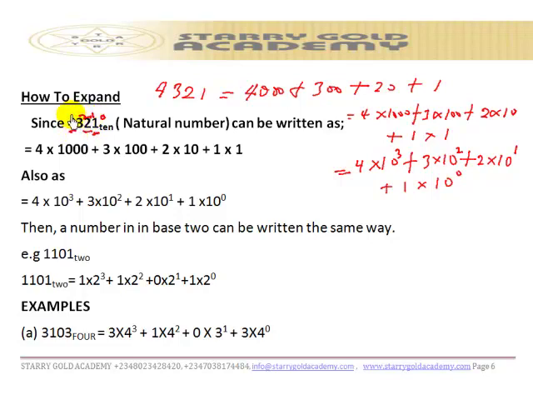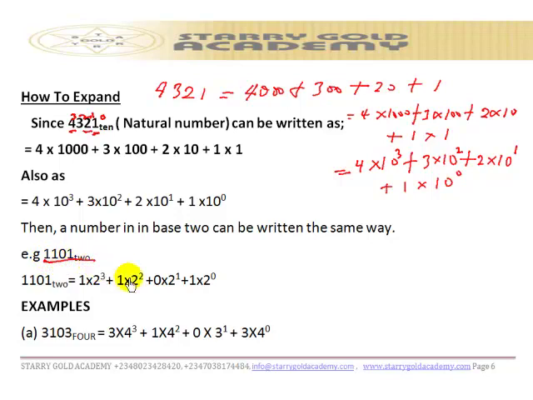Thousands carries the power of 3, according to the place value system. Then a number in base 2 can also be written in the same way. If a number in base 10 can be written this way, then let's try out the number in base 2.